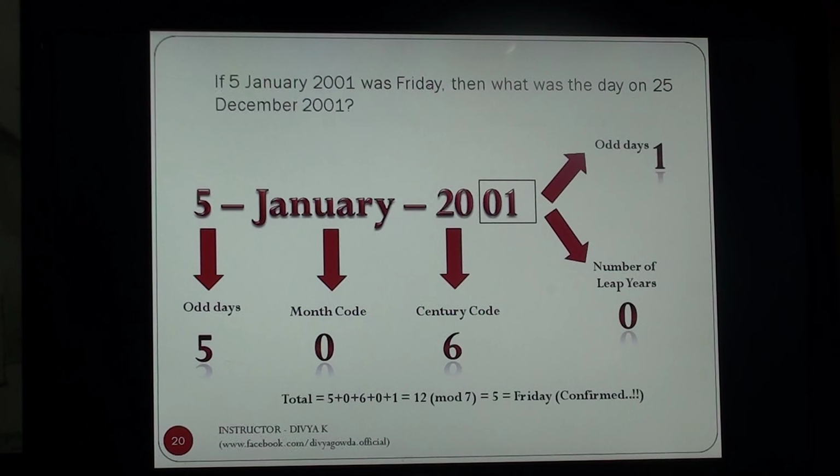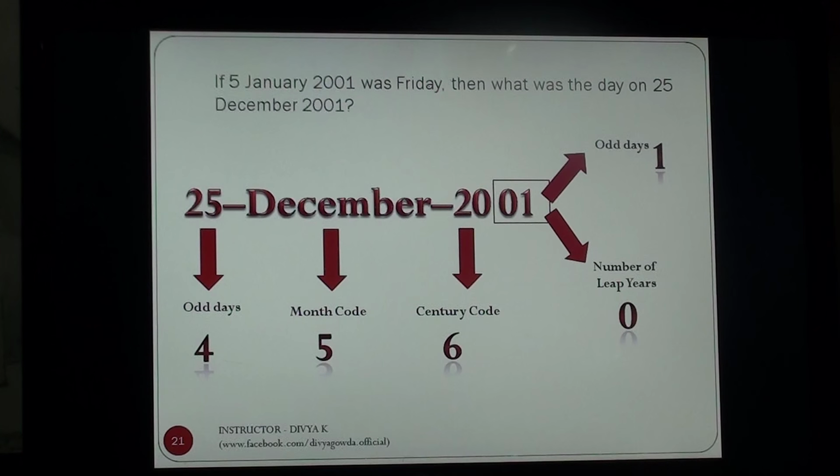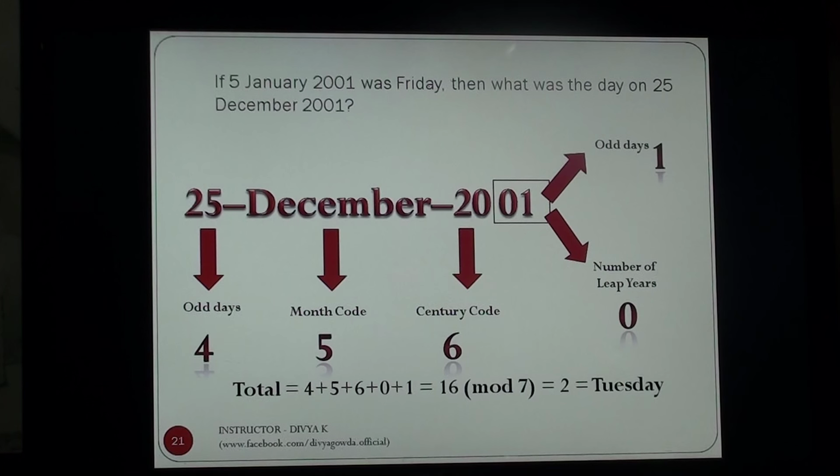So I can now find the day on 25th December 2001. For 25 we get 4 odd days, and for December the month code is 5. Anything after 2000, the century code is 6. The last two digits 01 give 1 odd day, and the number of leap years is 0 again. So when you add all these you get 16. 16 mod 7 is 2, and it should be a Tuesday. Okay.